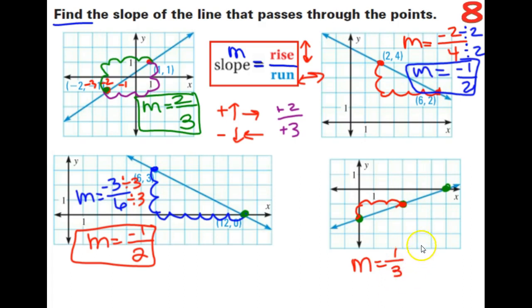If you instead decided to choose this point and this point, you would rise 1, 2, and run 1, 2, 3, 4, 5, 6. And you could simplify that to 1/3. You really get the same slope.